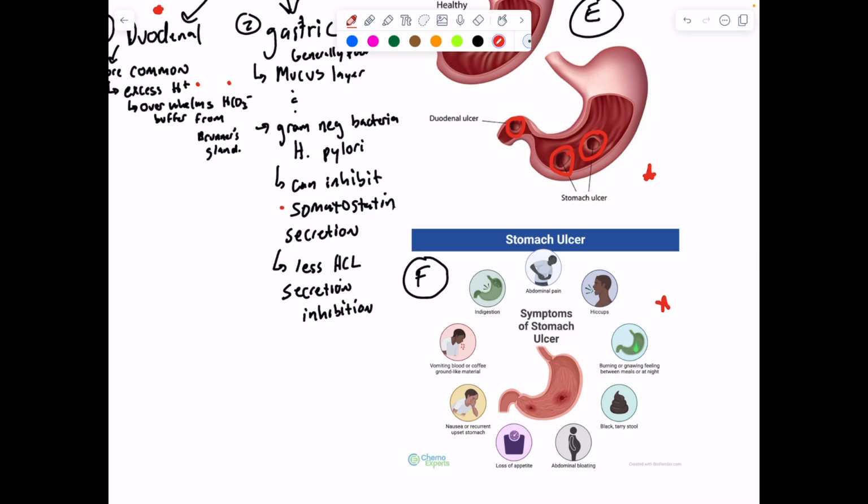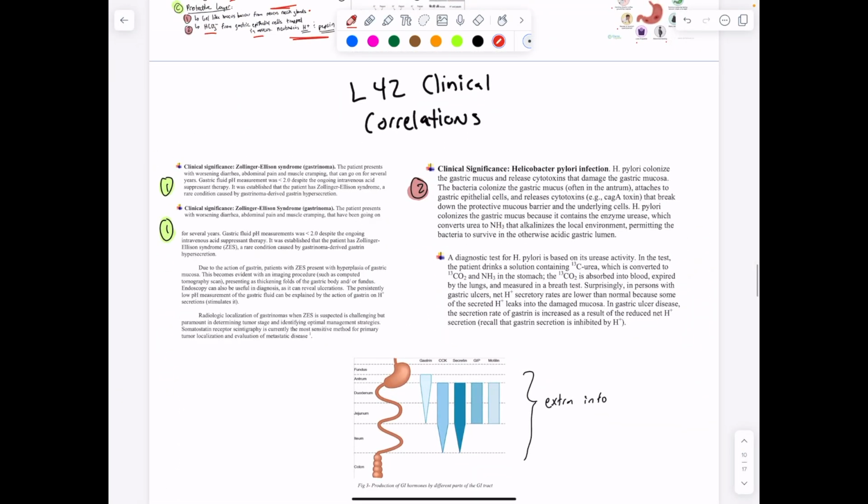Okay, and then these are just some symptoms: stomach pain, hiccups, burning feeling, black tarry stools, bloating, loss of appetite, nausea, vomiting, blood or coffee-ground-like material, and indigestion. Not good. We do have some clinical correlations for this. I encourage you to take a look at them.